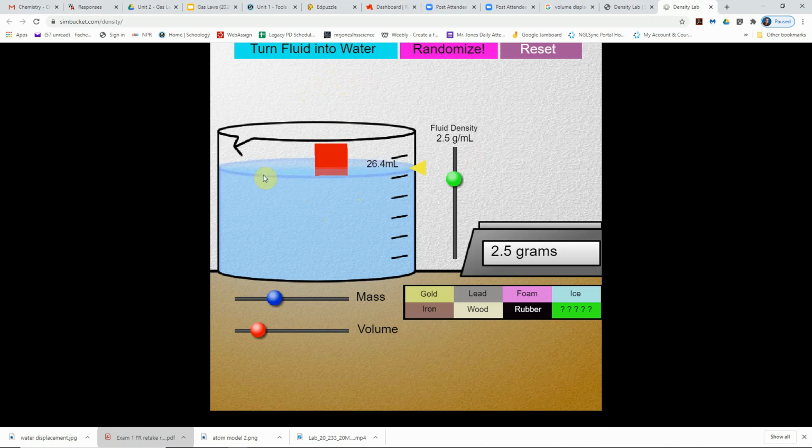So the first thing I want you to do when you get in here, before you do anything else, is click Turn Fluid to Water. You may notice not a lot changed except for my little slider over here went away. I'll show you why that's important in a little bit. Maybe we'll do gold as our first example. Now you're going to do what I'm about to show you to all the rest of these. So I want you to grab the gold and weigh it.